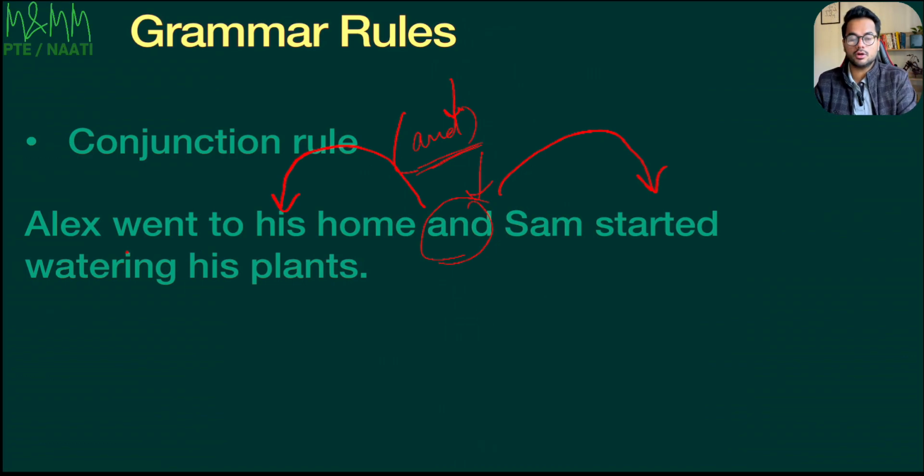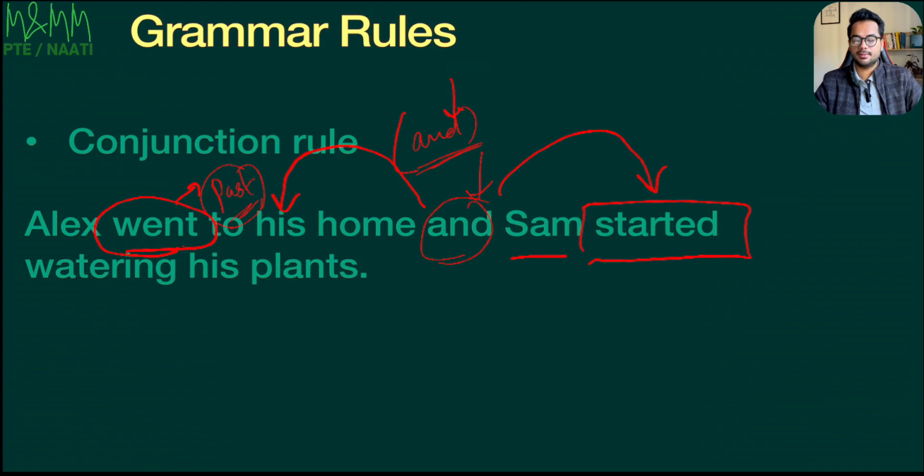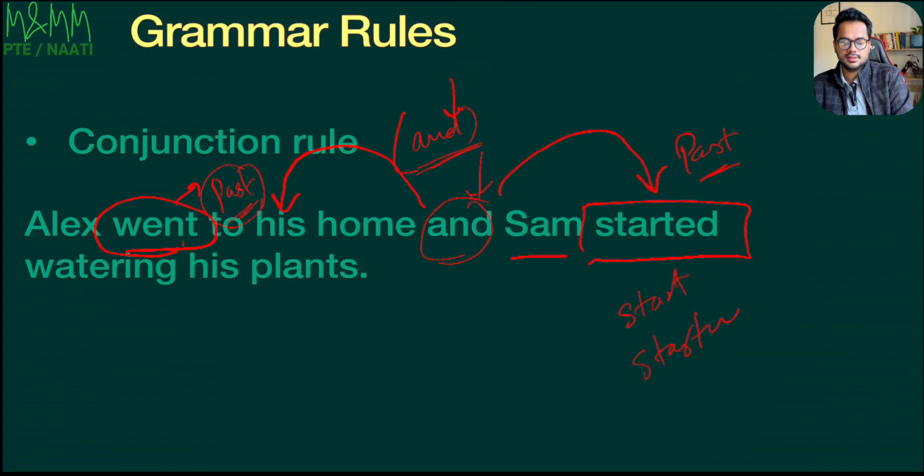If you look at the example, we have the word "and", and it says Alex went to his home. Went is the past tense: go, went, gone. So it's in the past. Alex went to his home and Sam dash watering his plants. Because there is a blank after the word Sam, definitely it's a verb, an action word, which is missing. Plus that action word has to be in the past tense as well because you have the past tense prior to the word "and". So if they gave you options like start, starting, anything like that, those can never be your answer. It is always going to be Sam started, past tense.